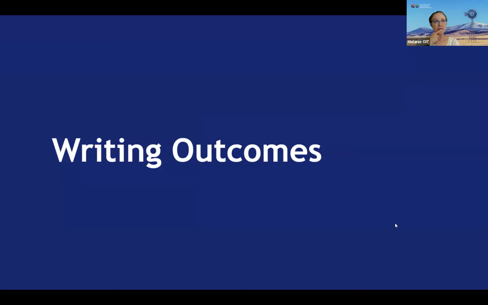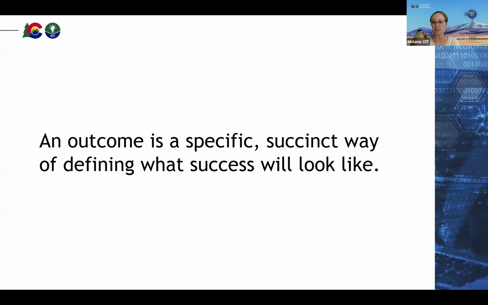So we're going to do some work on writing outcomes and what that looks like. So let's go ahead and go to the next slide. So we're all on the same page, an outcome is a specific, succinct way of defining what success will look like. So if we're successful, what does that look like? That's the long and short of it. Next slide.